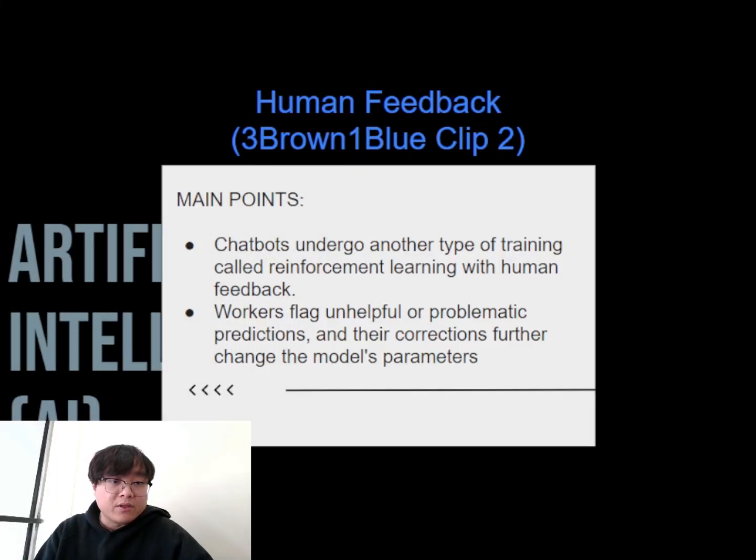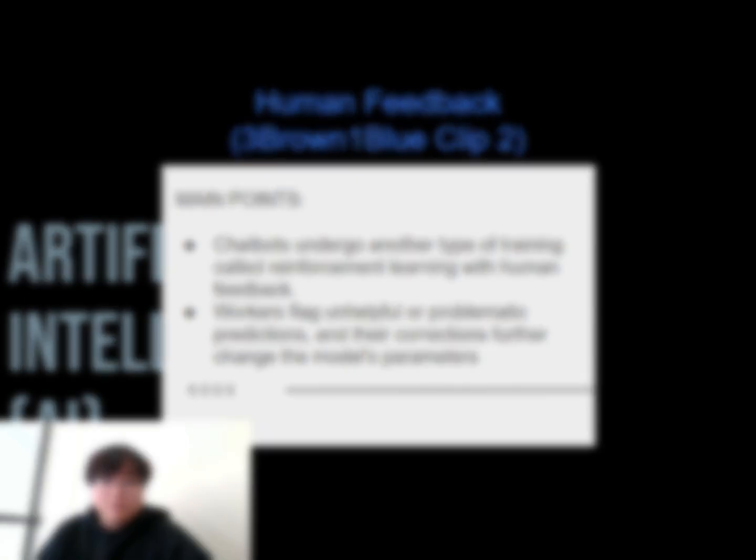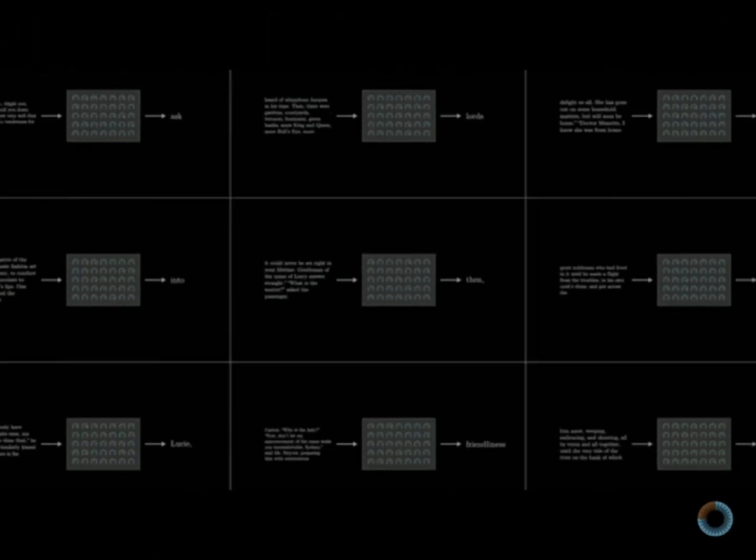Chatbots undergo an important training phase called reinforcement learning with human feedback. In this process, workers flag unhelpful and problematic predictions. These corrections provided by human reviewers further change the model's parameters. This makes the model more likely to produce predictions that users find preferable. By incorporating human feedback, chatbots can refine their responses and provide more helpful and appropriate assistance. Not only does the model start to give more accurate predictions on the training data, but it also starts to make more reasonable predictions on text that it's never seen before.